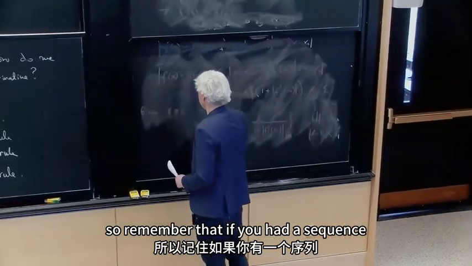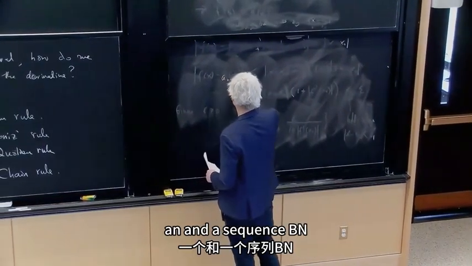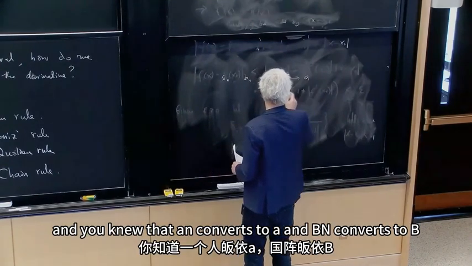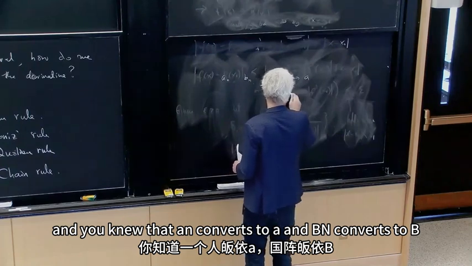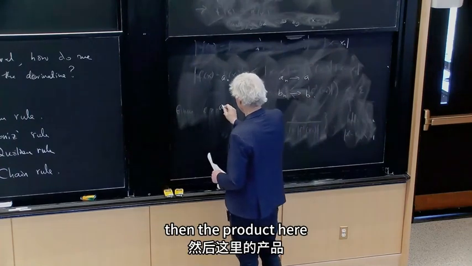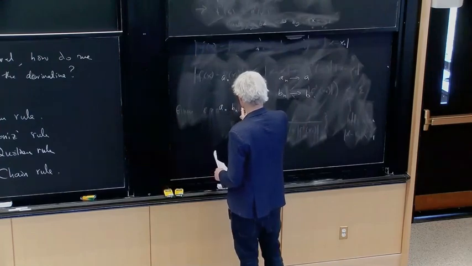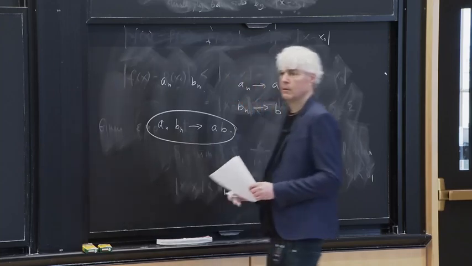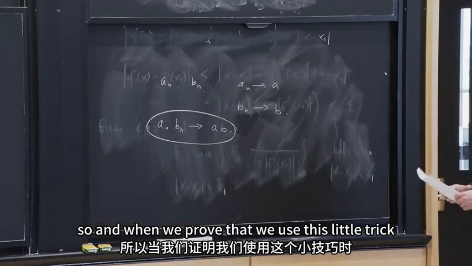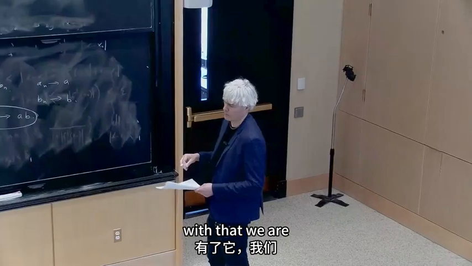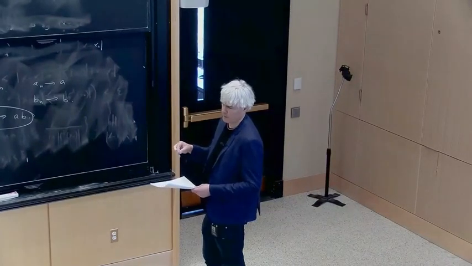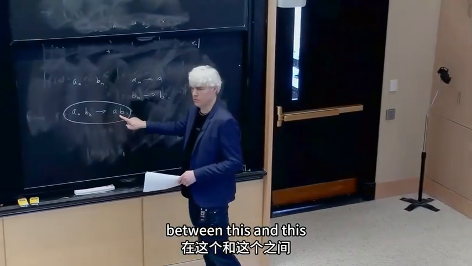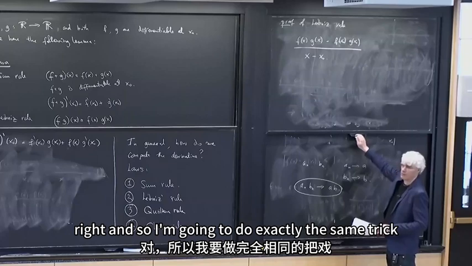So remember that if you had a sequence a_n and a sequence b_n, and you knew that a_n converges to A and b_n converges to B, then the product converges to A times B, right? And when we proved that, we used this little trick where we're splitting the difference between this and this. I'm going to do exactly the same trick here.